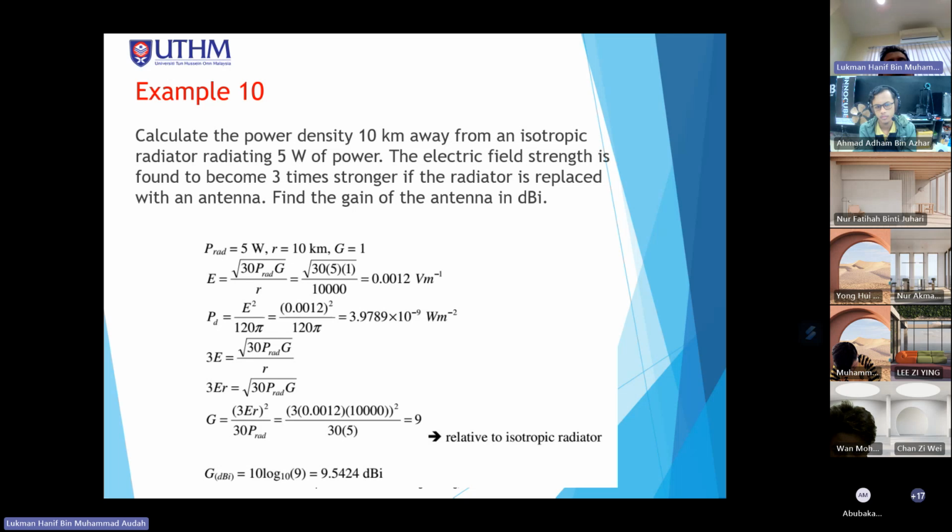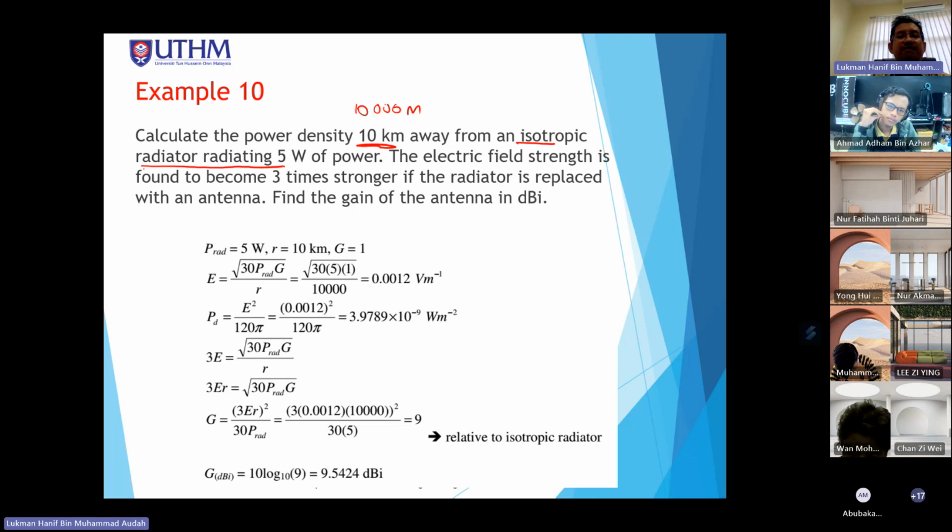Example 10: calculate the power density at 10 kilometers away. So this is 10,000 meters. Remember that. From the isotropic antenna that radiates 5 watts of power. So this is P radiation.